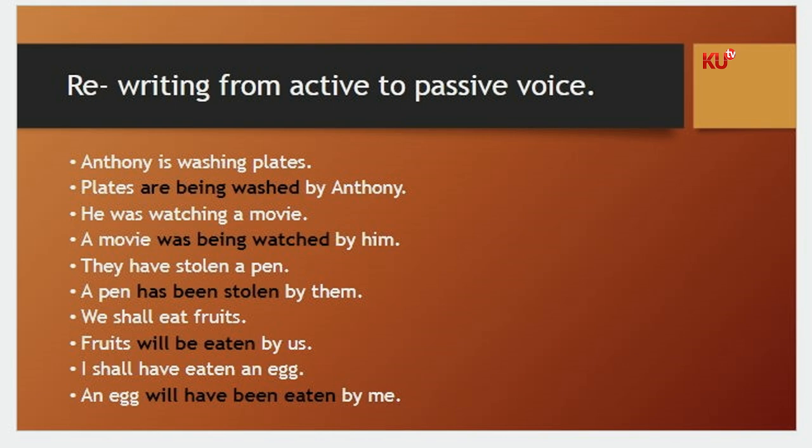So when we add ing, it makes your verb continuous. When using any continuous tense and you want to change from active to passive, you must use the word "being". The first rule, or the first step, is the order. Anthony is washing plates. Remember, plates are many, that is plural. So we say: plates are being washed by Anthony.